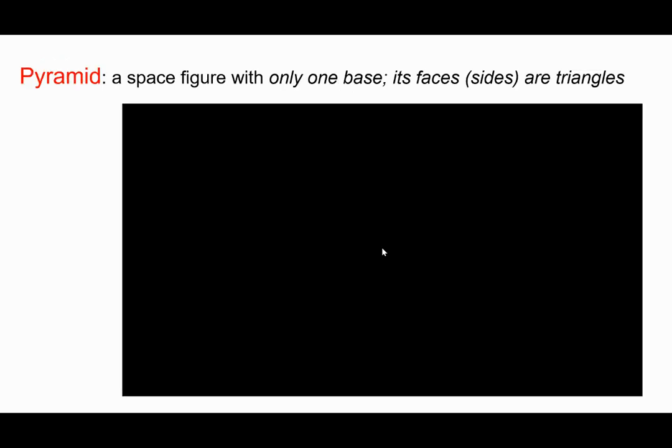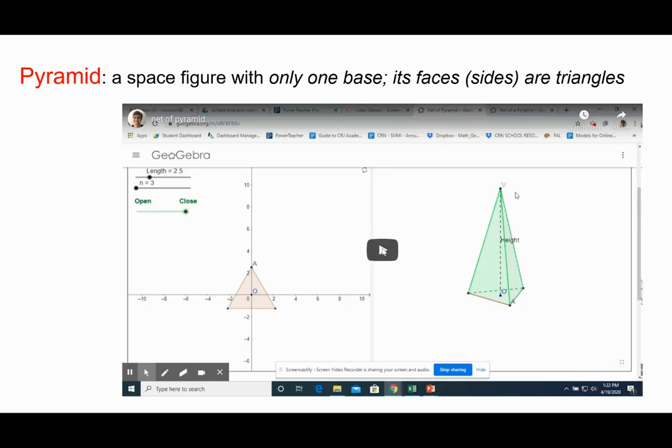So looking at our next one, we're going to be looking at a pyramid. A pyramid is exactly what you think it looks like. It looks like what the Egyptians put together. The difference with this is that the base is a polygon. It's not a circle. If it were a circle, it would be a cone, but the base is a polygon, and then each of the sides are triangles.